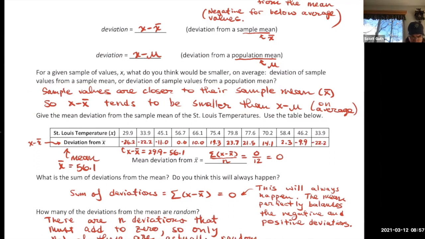So x minus x bar, the distance from a sample mean, tends to be smaller than the distance from the population mean. These values don't produce the population mean, they are the sample, so they produce a sample mean. And the sample mean will be better centered in that sample than a population mean, which is from a lot more data. And other data will give different values and a different mean. So it's just not going to be centered exactly in this data set. So these x minus x bar values tend to be too small.